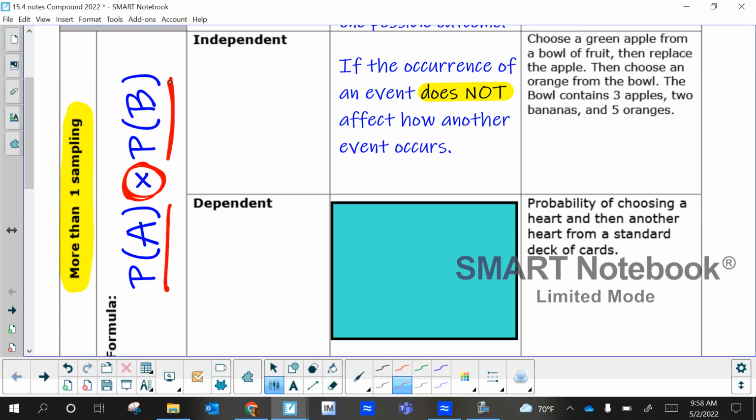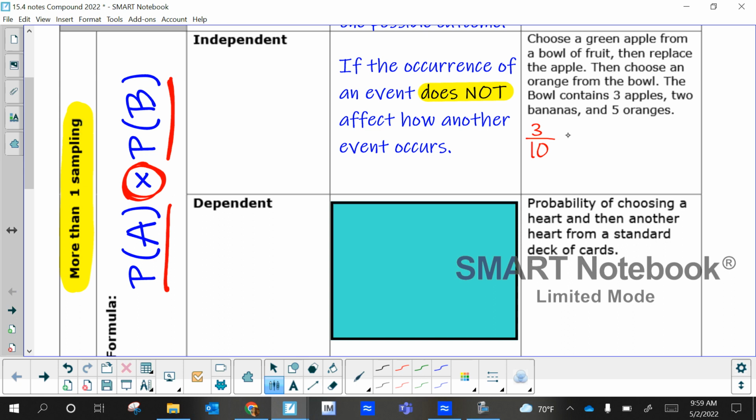In this case, it says to choose a green apple from a bowl of fruit, then replace the apple, then choose an orange from the bowl, and the bowl contains 3 apples, 2 bananas, and 5 oranges. If you just quickly grab something randomly, we want a green apple first. So how many apples are there? There's 3 out of how many total? 3, 2, and 5 makes 10. So there's 3 out of 10.